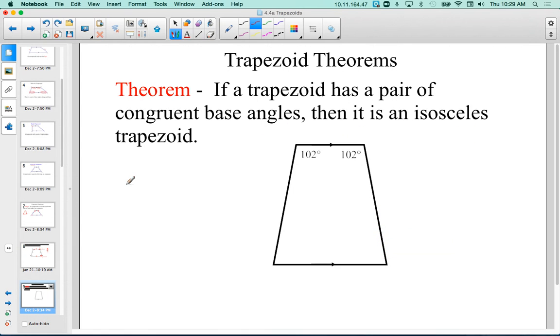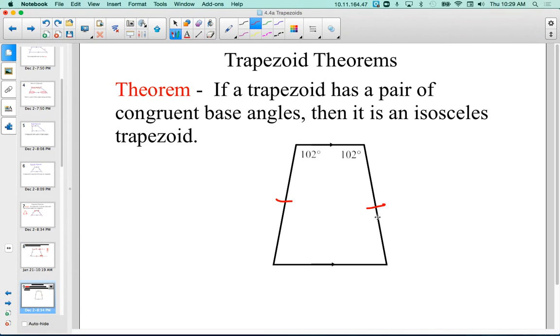Another theorem. This is kind of the reverse. If a trapezoid has a pair of congruent base angles, then it is an isosceles trapezoid. So what we had before is we were told it's isosceles, therefore the base angles are congruent. In this theorem, we're given angles that are congruent. That proves that we have an isosceles trapezoid. Okay, it's kind of the same way.